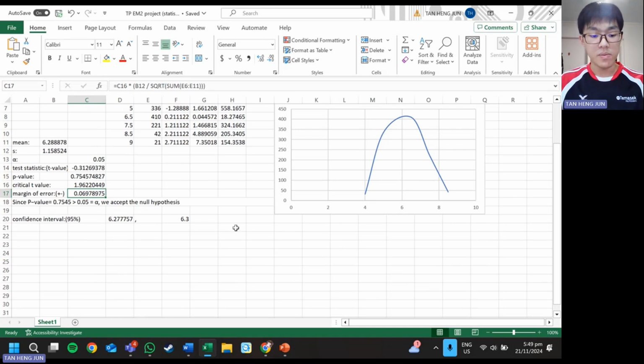of 6.3. This means that I am 95% confident that the actual mean hours of Singaporean sleep is somewhere between 6.277 and 6.3. In other words, the data from the sample is consistent and agrees with the article claim that Singaporeans on average get approximately 6.3 hours of sleep. Hence, we accept the null hypothesis.